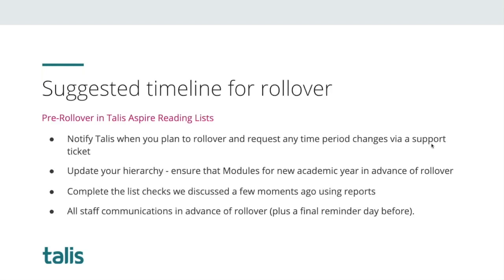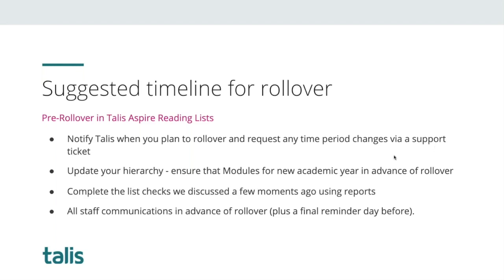So this is just a suggested timeline for rollover. So pre-rollover in Talis via reading list. So as we said before, notify Talis of your time periods, and also it's a good idea to let us know when you're planning to roll over, just so that we can make sure that not everyone is wanting to do it on the same day. That's purely because if we've got a lot of universities doing it on the same day, it might be slower than if we've only got one or two.